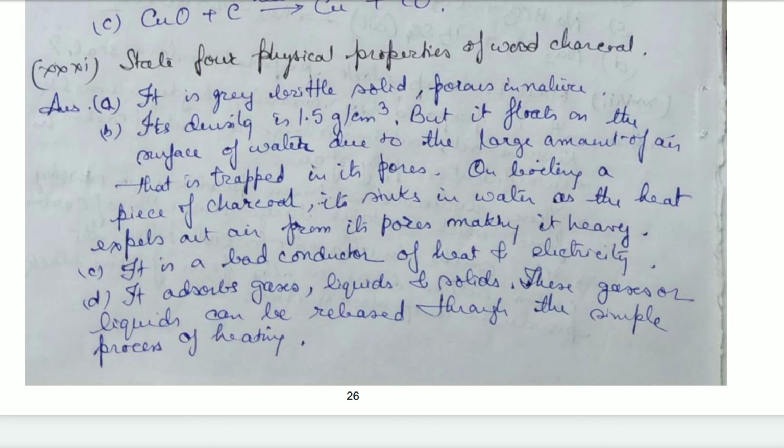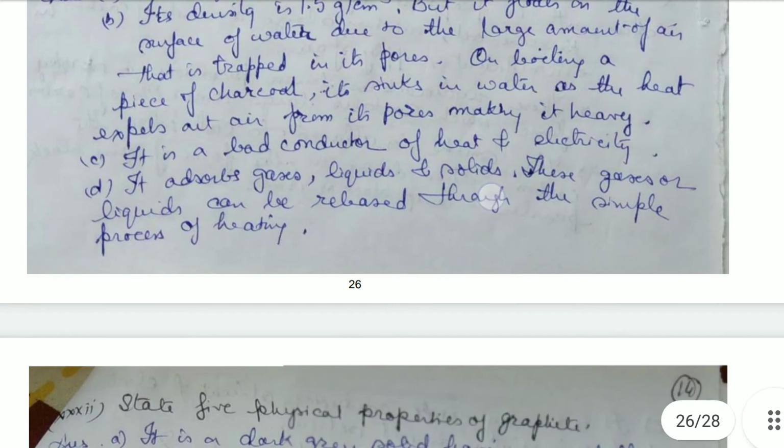Now, when we boil the charcoal, what will happen? The air inside the pores will escape, and it will become heavier, and the wood charcoal will sink inside the water. It is a bad conductor of heat and electricity. It absorbs gases, liquids and solids, and these gases or liquids can be released through the simple process of heating.